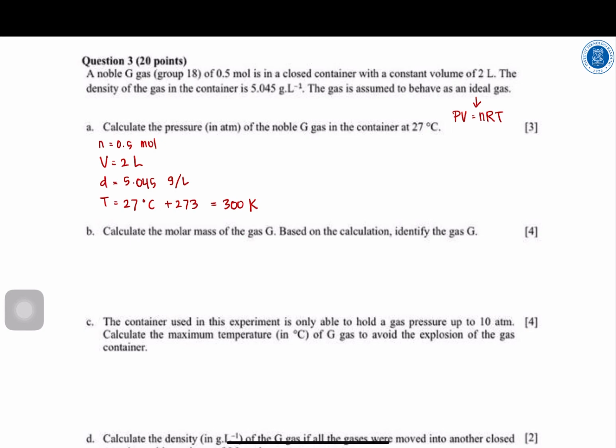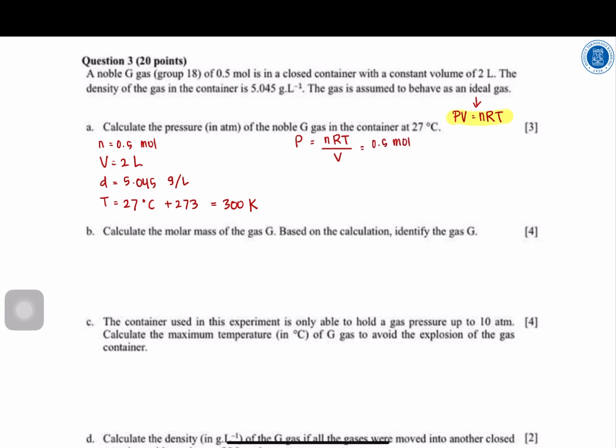So now we can calculate the pressure in atmosphere. Pressure is based on the formula for the ideal gas, P equals nRT divided by the volume. So we have the information of n, we have R, which is the gas constant, and then we have the temperature, and we also have the value of the volume. So in that case, we can calculate this equation.